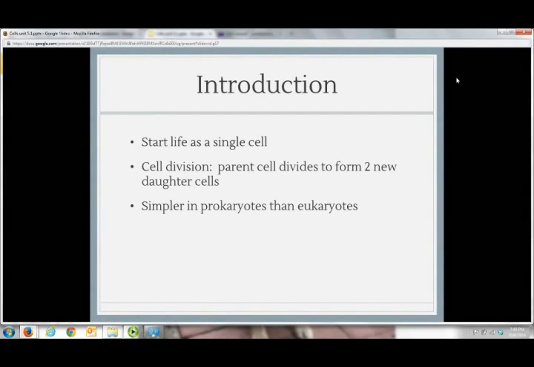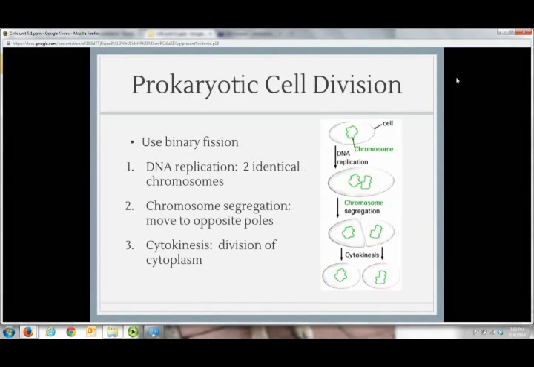All life starts out as a single cell. In order to have more cells in a larger organism, this will require cell division. In cell division, the parent cell divides to form two new daughter cells. This process is simpler in prokaryotes than it is in eukaryotes.